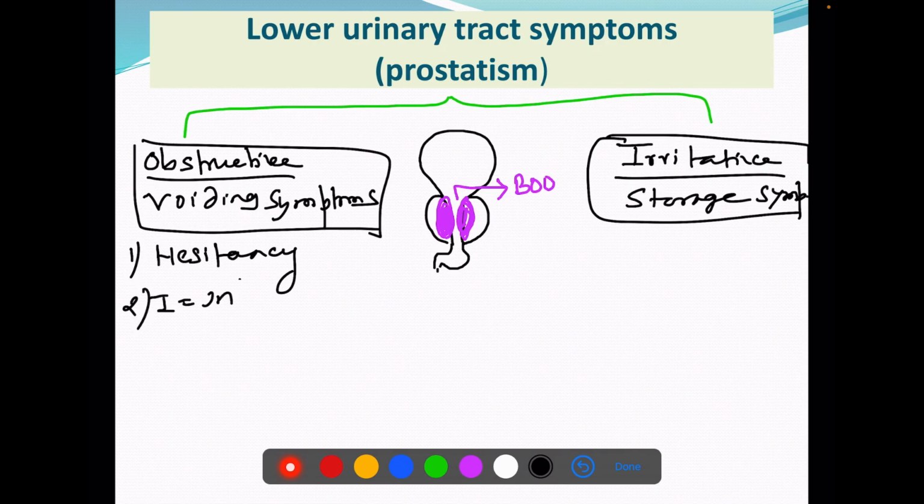Intermittency. Intermittency means it is an involuntary starting and stopping of micturition. That means when the patient starts to micturate, involuntarily the urinary stream will slow down and it will stop. Again the patient will strain and they start micturition again. So involuntarily stopping and starting micturition is known as intermittency.